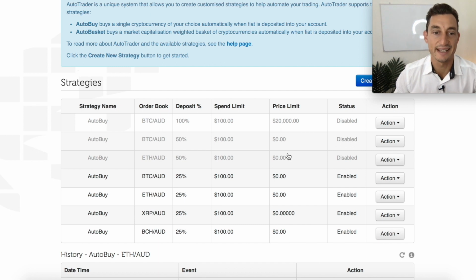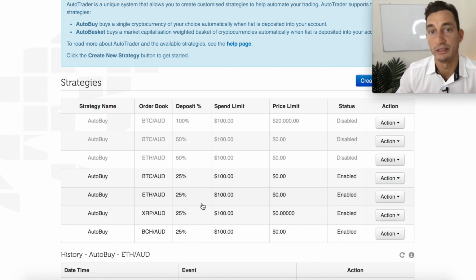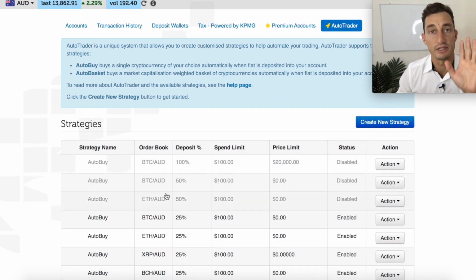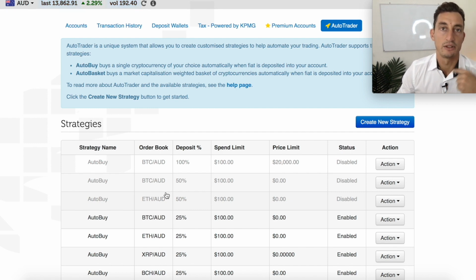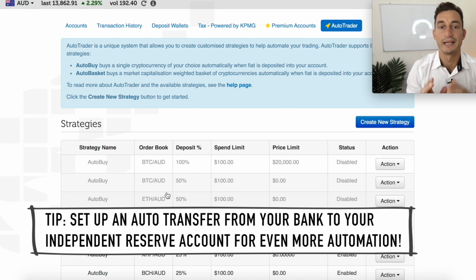And there you have it. There's our third strategy: 25% into all 4 cryptocurrencies with a max spend limit of $100. Price limit 0. We're just going to keep buying for as long as we keep depositing money into our account. So that's another point to note here, that you have to set up these strategies first and then deposit the money into your account.